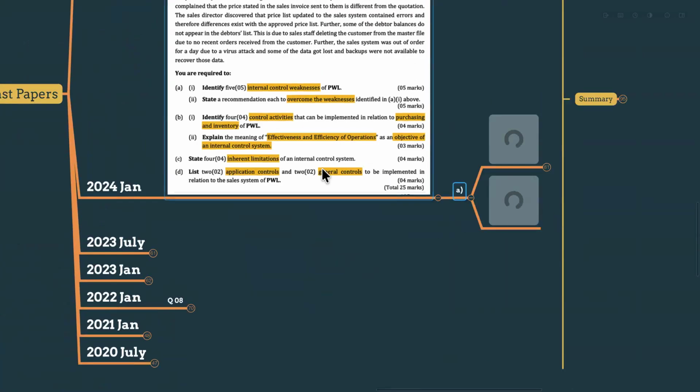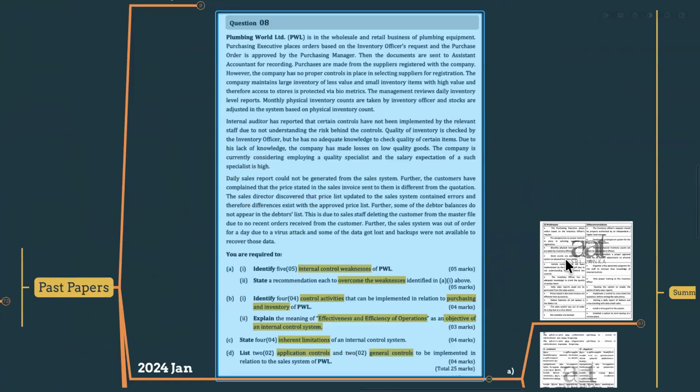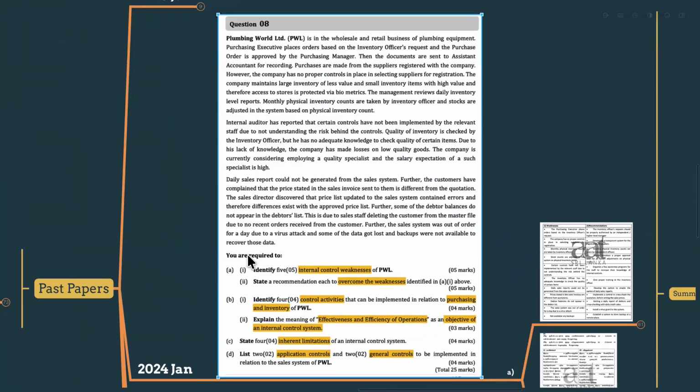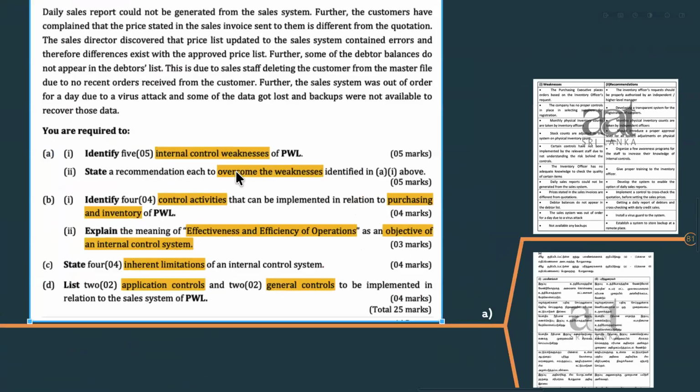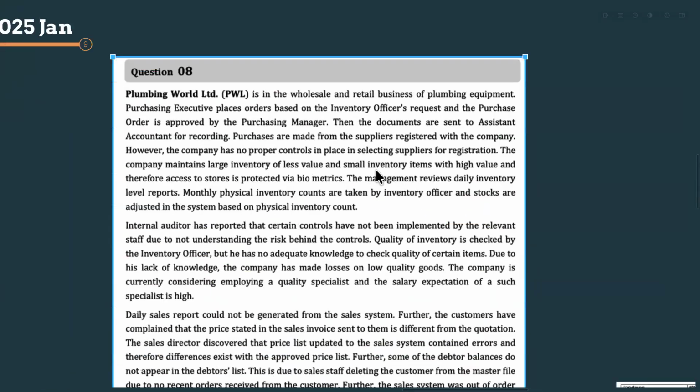In this also, we have a question: identify five internal control weaknesses of PWL, and state a recommendation to overcome each weakness. It is a 10 marks question. You have to provide both answers in a table manner. So let's read the question.